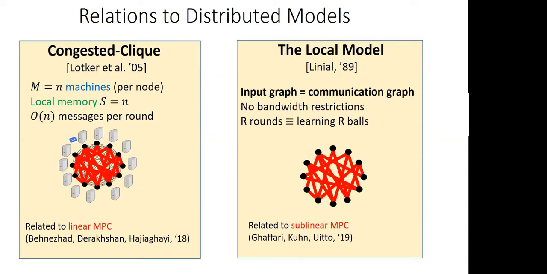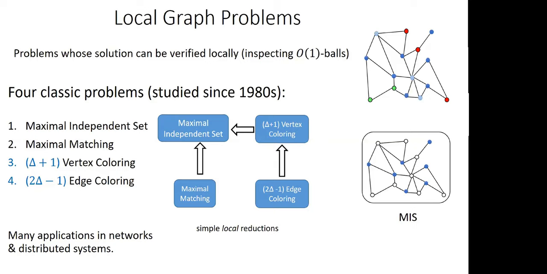And within this setting, we are going to zoom into the class of local graph algorithms in this talk. What is this class? These are the set of all graph problems where, if you give me the solution to the problem, to verify that the solution is correct, it is sufficient for each node to inspect just a constant ball around it. For example, coloring. If you give me a vertex coloring, to see that it's correct, it's sufficient to look at the colors of my neighbors. In the literature of local graph algorithms, traditionally, we usually focus on four main problems.